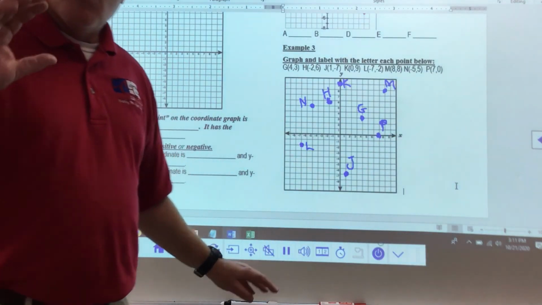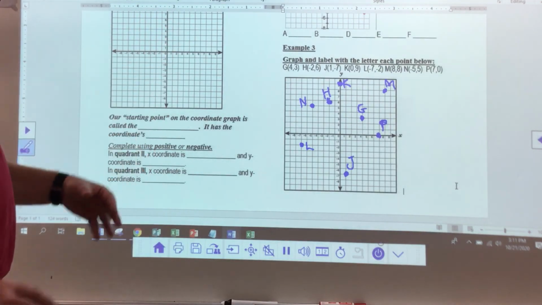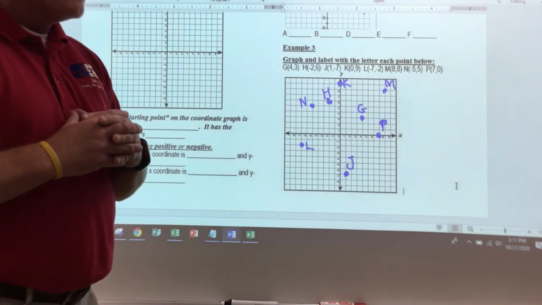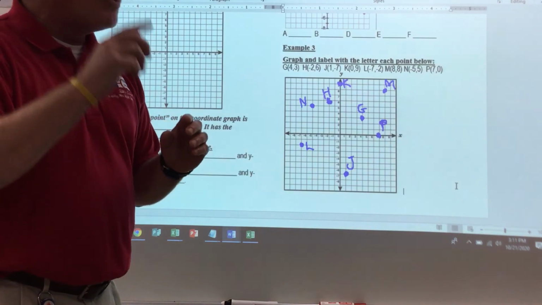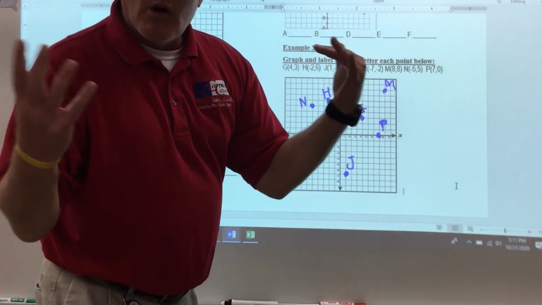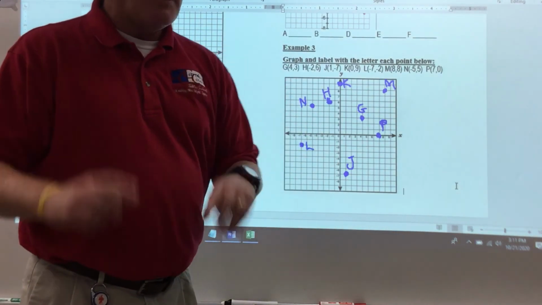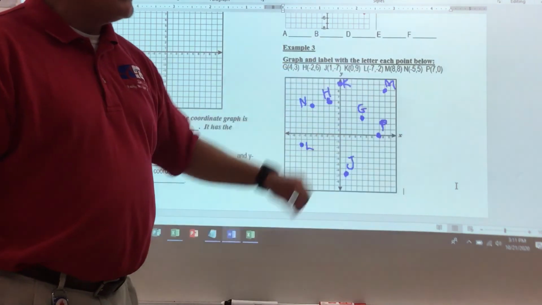So hopefully we met our goal, is know a little bit about the coordinate graph and plane, the parts, the pieces. Know some things about ordered pairs, what order they go in, X, then Y. And we can read points or give locations of points off the graph. And then we can also locate points, put them on there, and then label them.